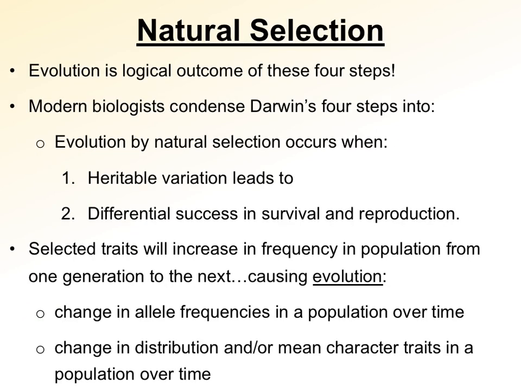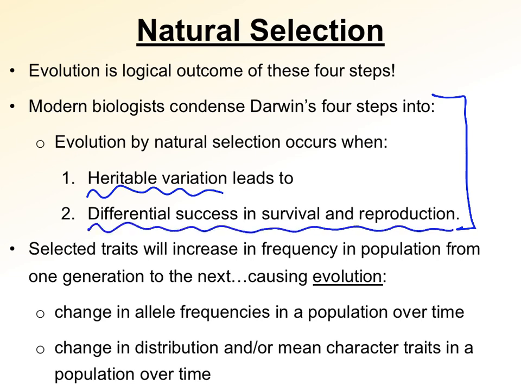And evolution through natural selection is the logical outcome of those steps we talked about. So basically, all those steps we talked about, you can boil it down to this. Evolution by natural selection occurs when there are variations that can be inherited because they're based in genetics. And these differences, these variants, lead to differences in survival and reproduction.